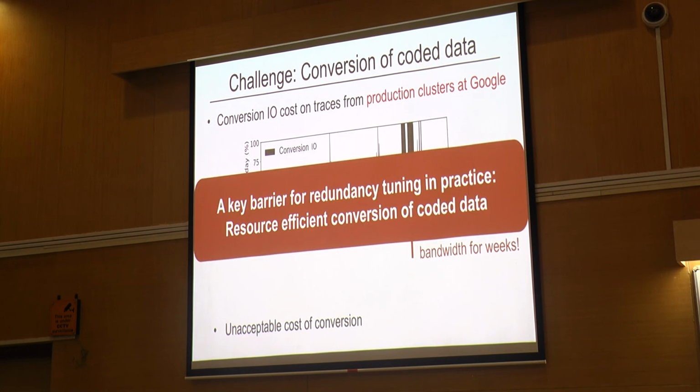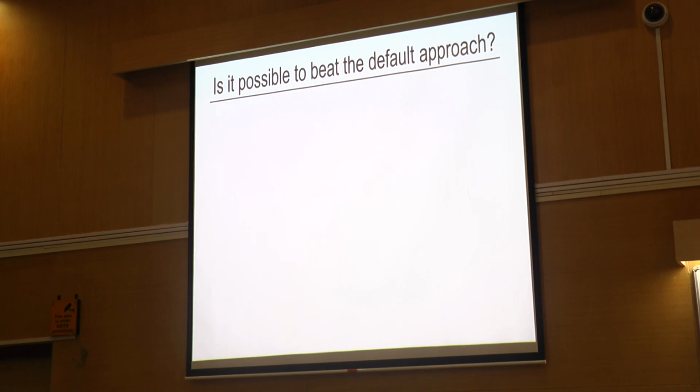So a key barrier for doing redundancy tuning and leveraging all the advantages that it can provide is being able to do this conversion of already encoded data from one code to another code in a resource efficient manner. Before jumping into this, we have to ask ourselves whether it is at all possible to do this, right? Whether the conversion cost can be reduced. The answer turns out to be yes, as some of you have already seen and as some of others might guess. So let's take this quick example.